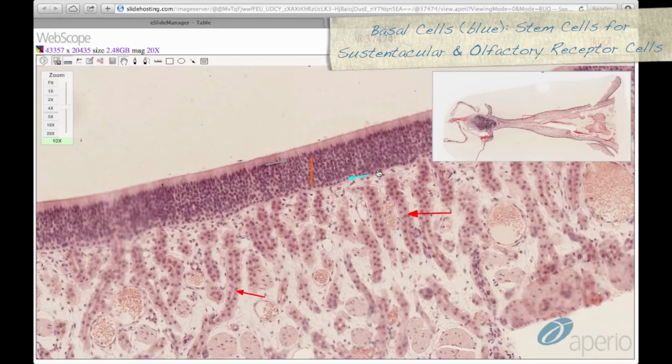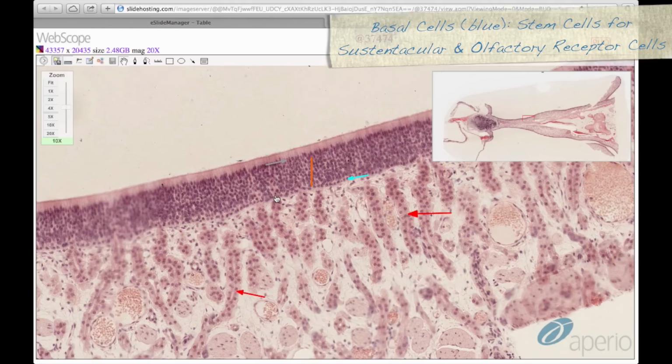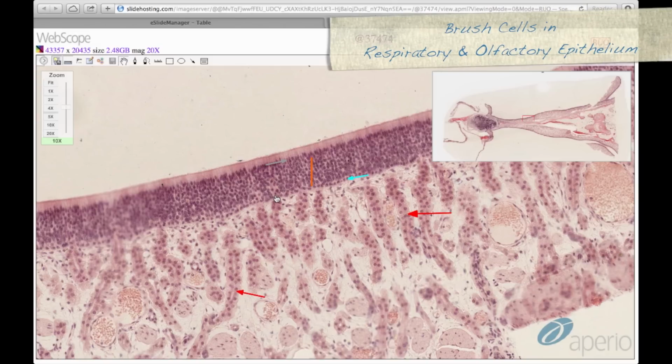Basal cells are seen at the light blue arrow, forming the deepest layer of the epithelium. They are stem cells from which new olfactory receptor cells and supporting cells differentiate. Lastly, take note that brush cells are also found in olfactory epithelium, as in the respiratory epithelium.